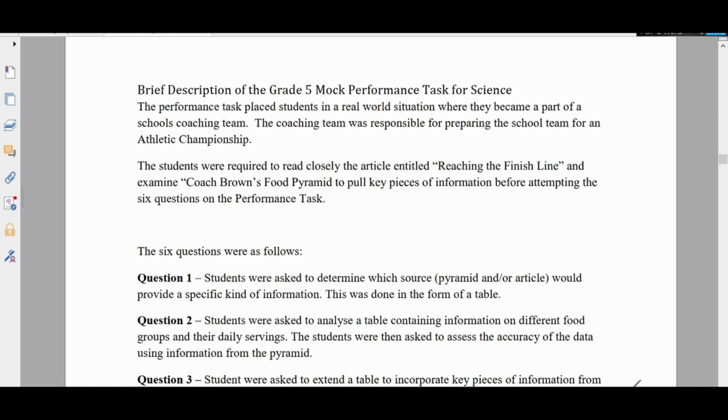I want you to note how it is that these examiners are talking about the exam. They say that students were required to do what? Read closely. Can you imagine if the person marking it is saying that the students were required to read closely? What does that mean for you preparing for the exam? That you must practice to read carefully what it is that is in front of you. And to do what? To pull key pieces of information, right?